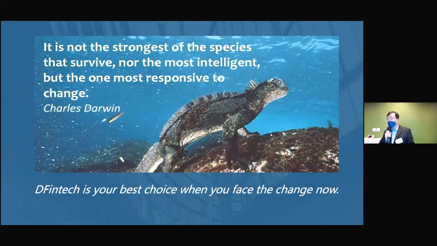So at the end, I would like to say, by citing Charles Darwin's words, because he is the guy who talked about evolution, that it's not the strongest of the species that survive, nor the most intelligent, but the one most responsive to change. That means you have to adapt to the change. If you can adapt to the change, you will be the best survivor. So I think DFinTech is your best choice when you face the change now, face the digital technology, face the pandemic.